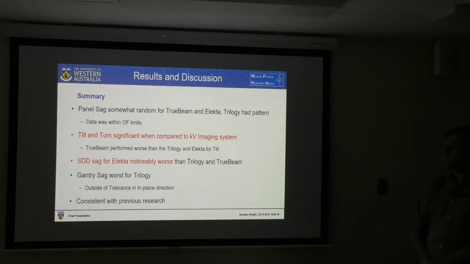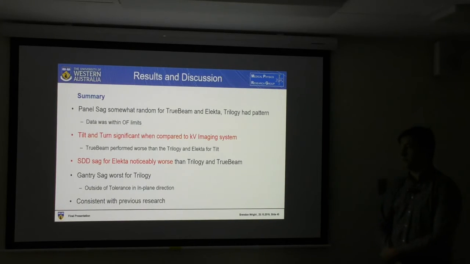To summarize the results of this data set, the panel sag was somewhat random for both the TrueBeam and the Elekta, whereas for the Trilogy it kind of had a pattern for the crossplane direction. However, the data was within the limits for the optical flow method. The tilt and turn was significant when compared to the KV imaging system, however relatively insignificant when considering how much movement was occurring, being less than half of a degree in total.